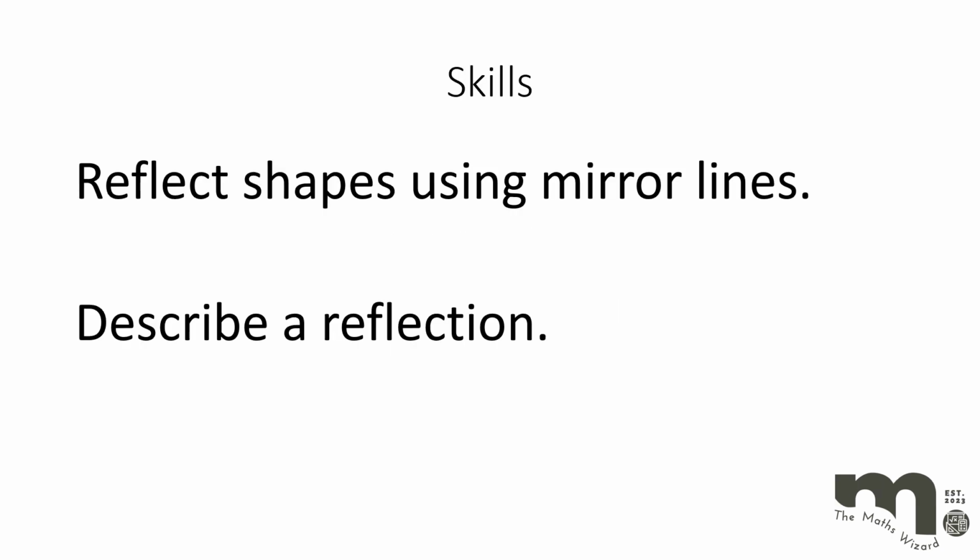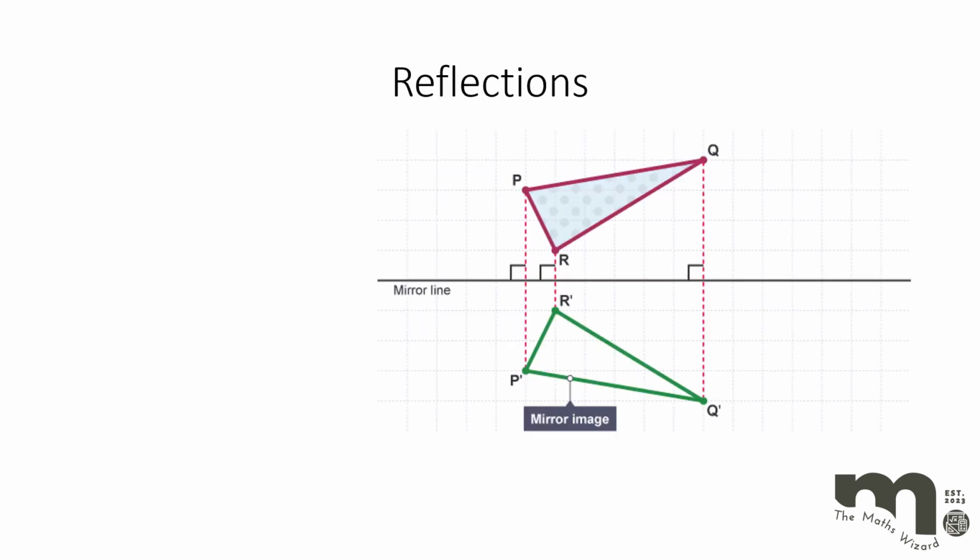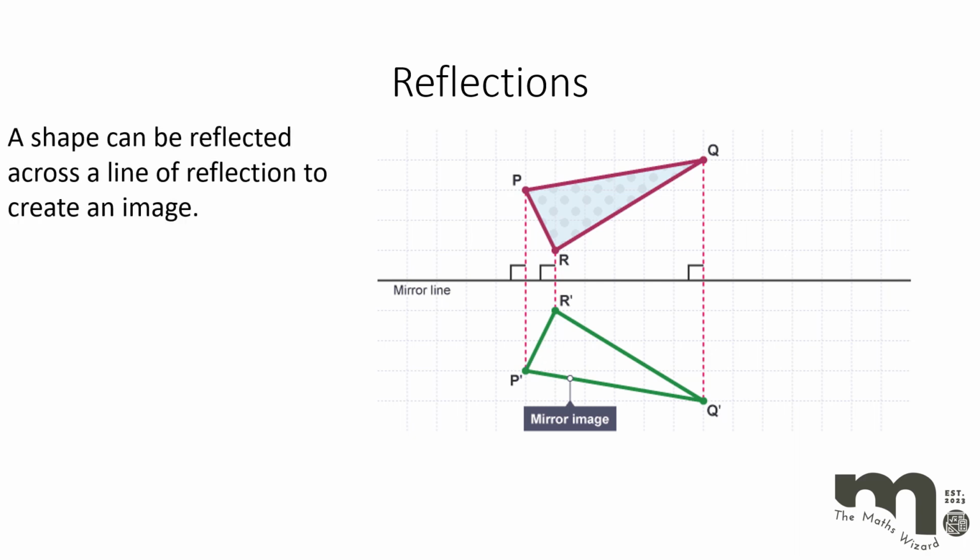So the main skills we're going to be looking at in this video are reflecting shapes using mirror lines, and then looking at how you would describe a reflection that's taken place. We've got a nice picture here to illustrate what a reflection is. A shape can be reflected across a line of reflection or a line of symmetry to create an image.